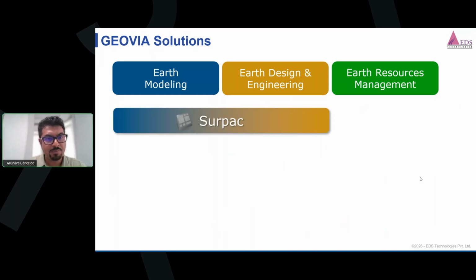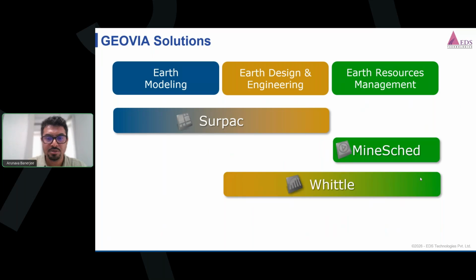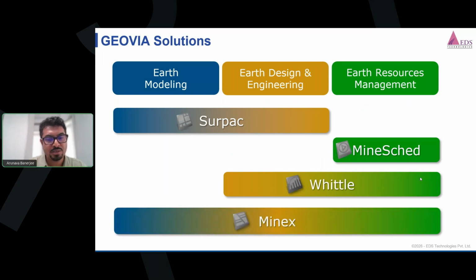So Surpac software is the point solution here. Only Surpac software is capable of handling the survey data, geological database, and geological modeling, and opencast underground design and reserve calculations. Next one is the mine scheduling software. Mine scheduling software is basically used for scheduling purposes, earth resource management. And next one is Whittle. Whittle is basically developed on mine economics to calculate the NPV and IRR value, and economic scheduling is also possible through Whittle software. And the next point solution with us is Minex.